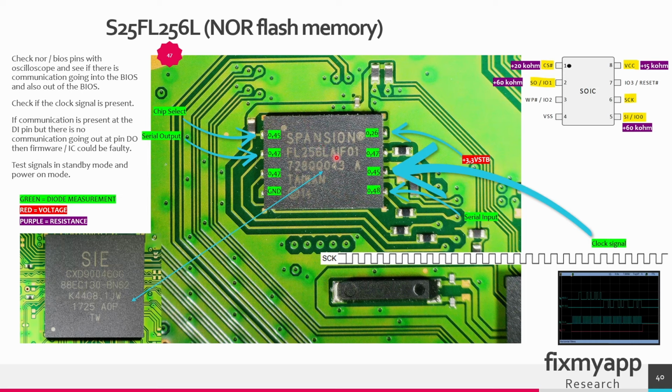You can test this NOR IC in standby mode or in the power on mode. You can check those communication pins to see if there is data communication between the IC and the Southbridge. This chip needs a standby voltage of 3.3 volts, that is on the 8th pin.